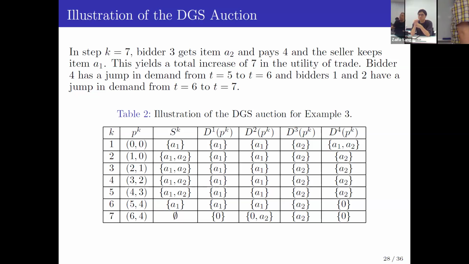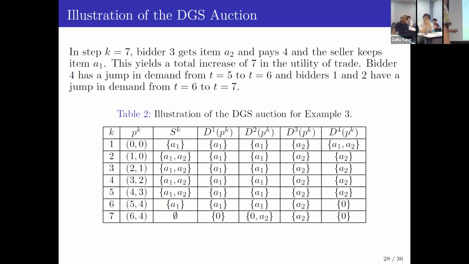Now, a simple question. The reason why you are showing this is to show that your auction reduces to DGS in this particular example, or that DGS doesn't work? I see. Yeah, I will show you. DGS doesn't work.